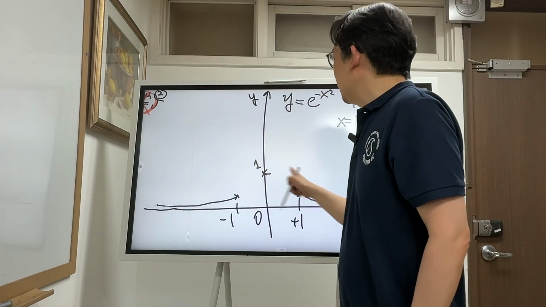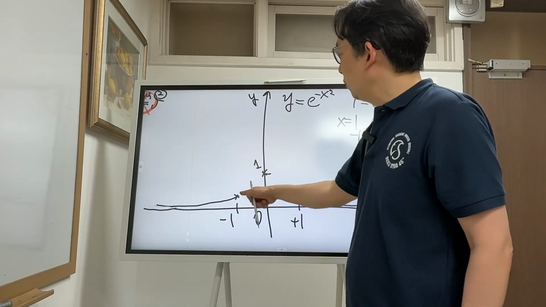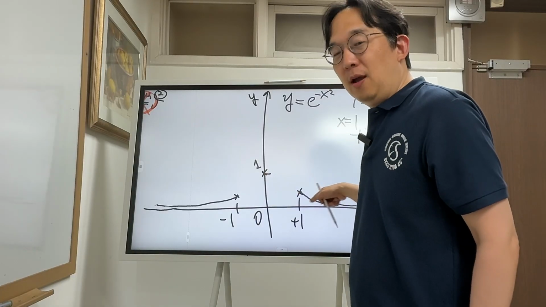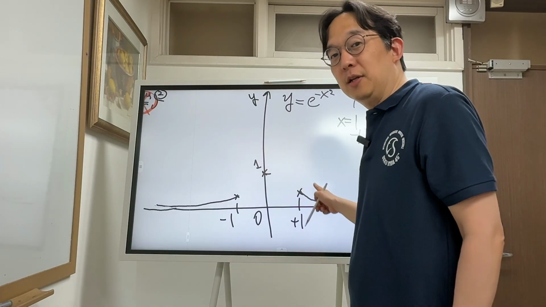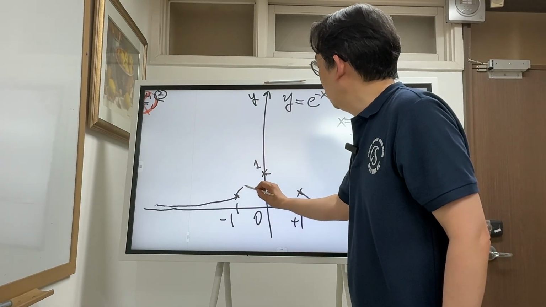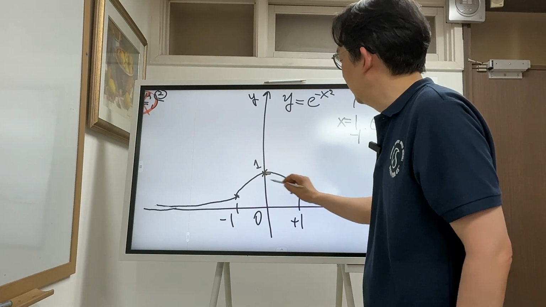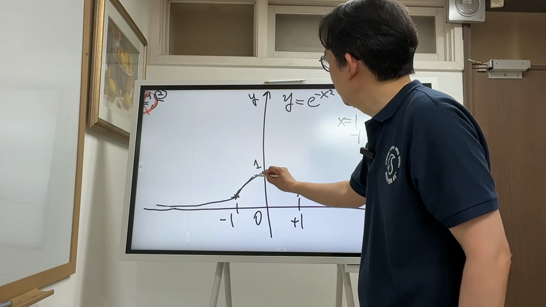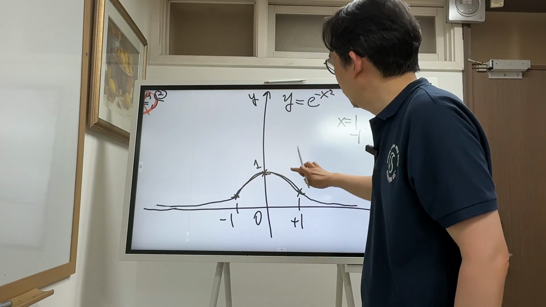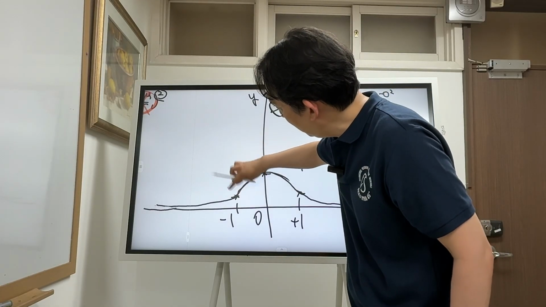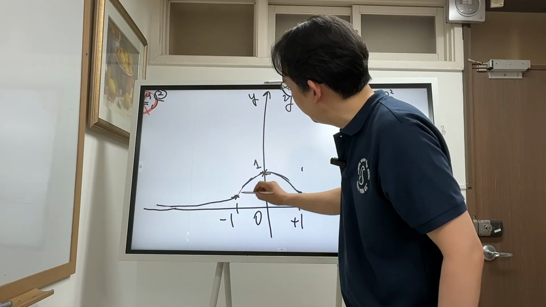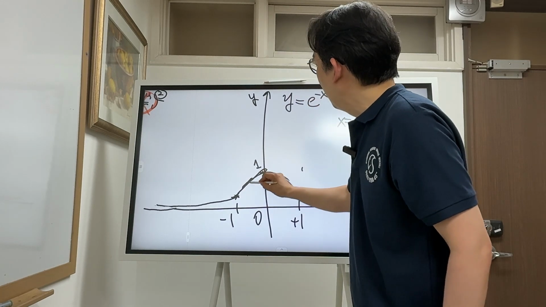Now, what about this area? Is it going to be pointed like that or round? It's going to be rounded over here like this. Very smooth, rounded. Exactly a bell curve. How come?